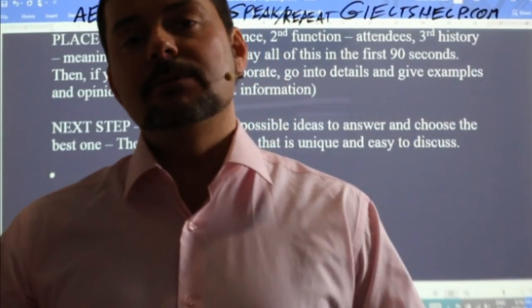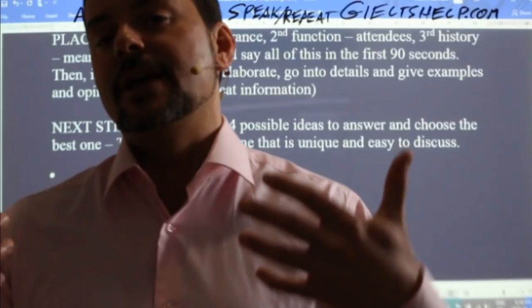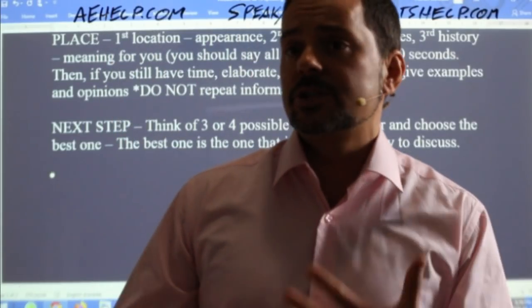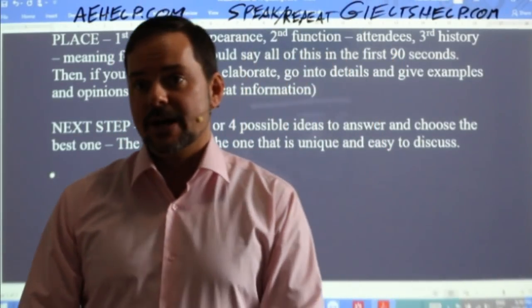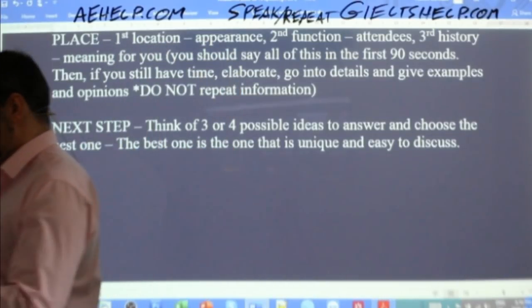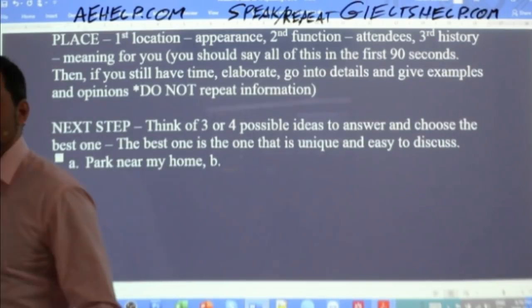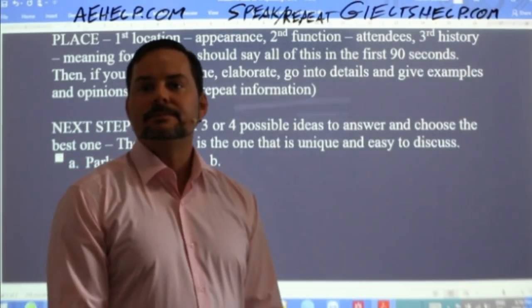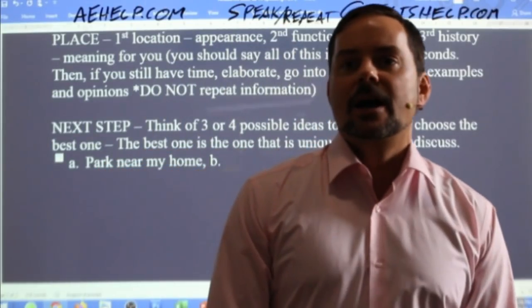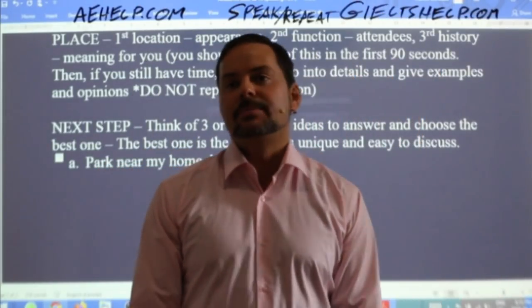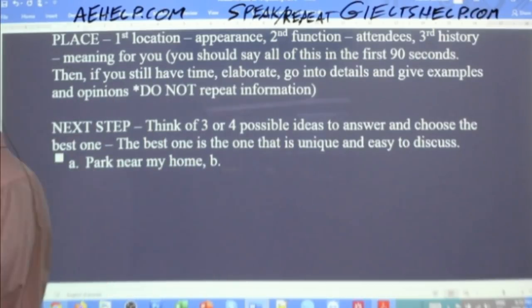So what are some places that you went to often as a child? Give me the first three, four places that come to mind. So Murasa says, park near my home. Let's label these. Okay. What would be another one? Nigora says, family camp in the summer. Okay. Ruslan says skate park.